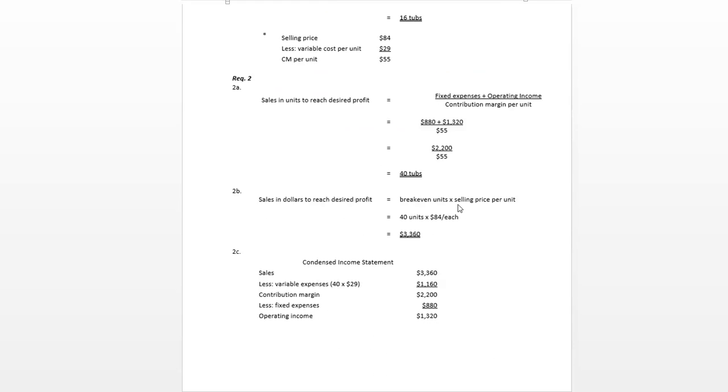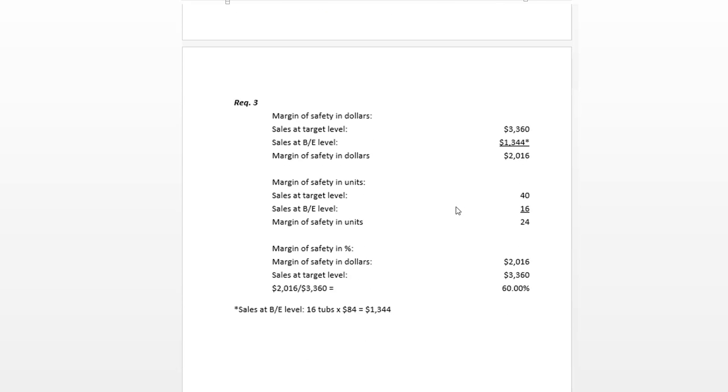Okay, so moving to requirement 3, our margin of safety is just the difference between our sales at our target level, which included our operating income, and our sales at our break-even level. In other words, what is the margin of safety in dollars that we have between just breaking even and providing that operating income target level that we're looking for. So the margin of safety is 2,016.